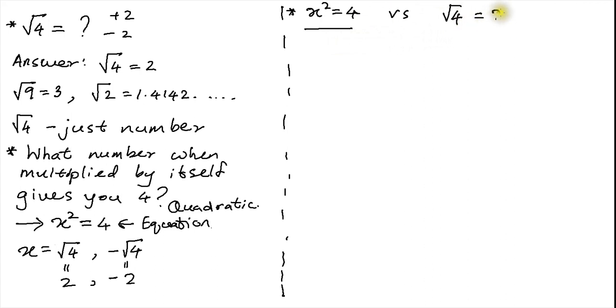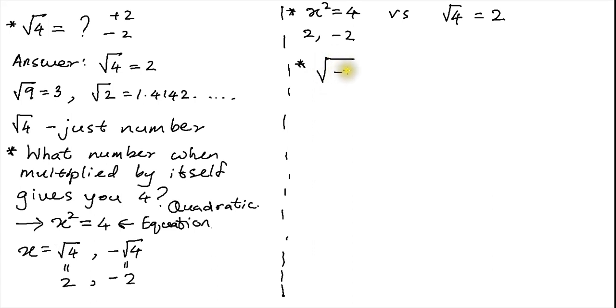This will only give you 2 here, versus this will give you two answers: 2 and negative 2. So I think this should be the source of confusion. You get two answers only when you are given an equation. When you just ask what the square root of 4 is, it's just the square root. It's 2.